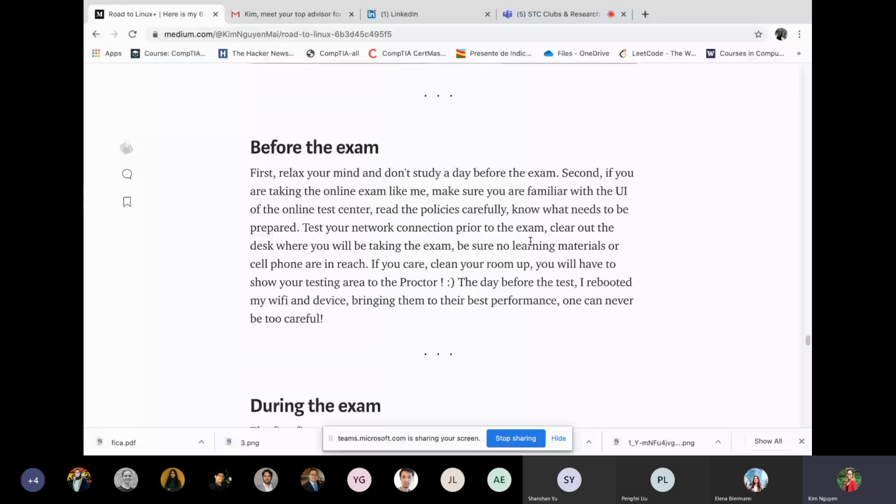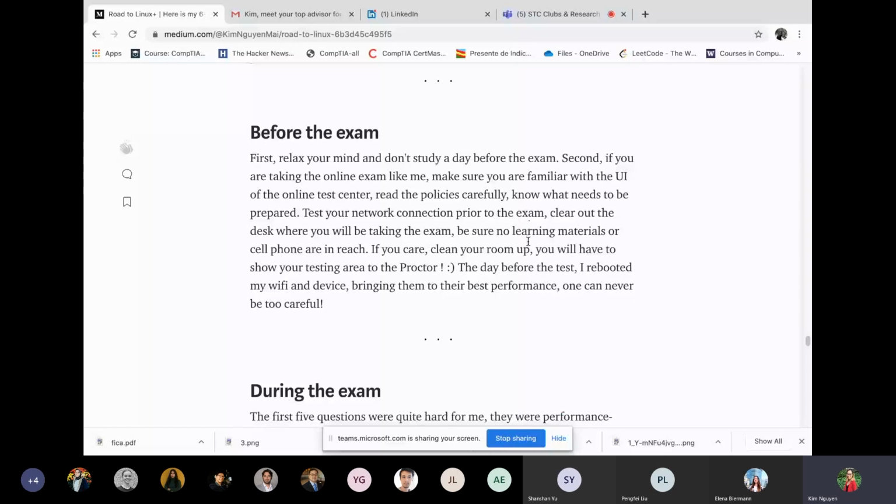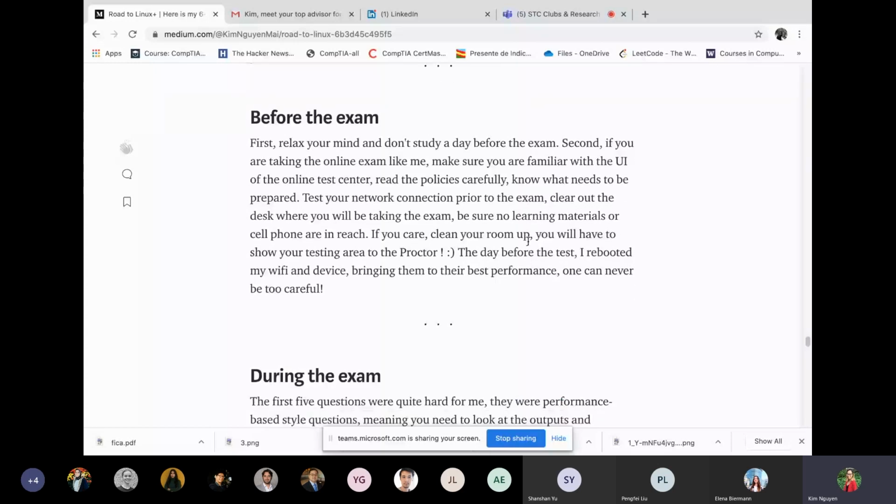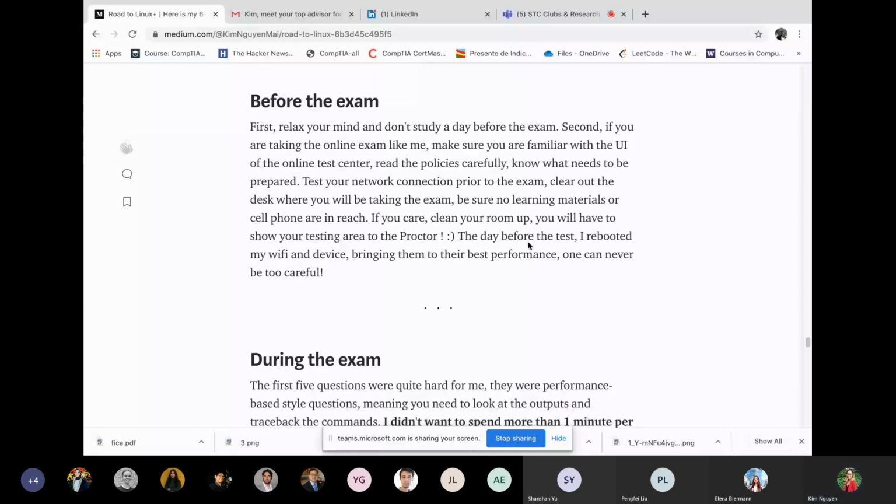And I know my internet is not so stable. So the day before, I quit all the applications on my device, rebooted the device, and rebooted my Wi-Fi, making sure that I have the best performance. And I don't study anything else the day before the exam, so my mind is completely relaxed and ready.